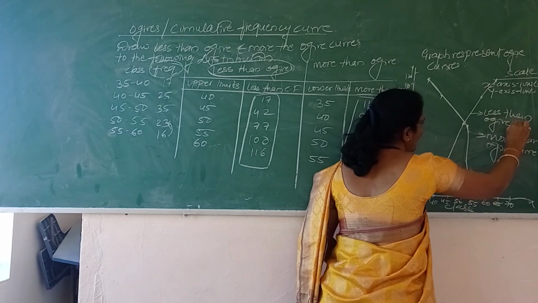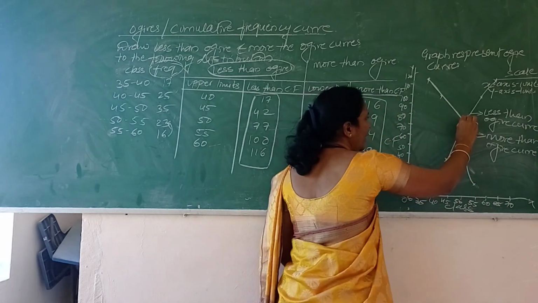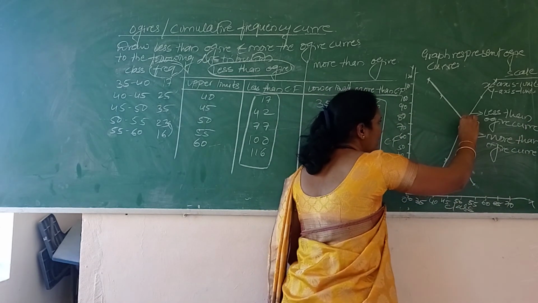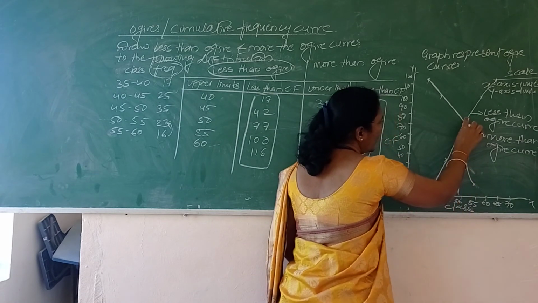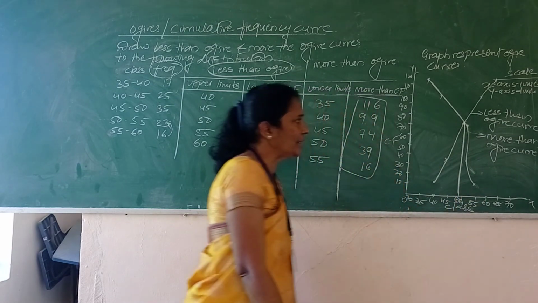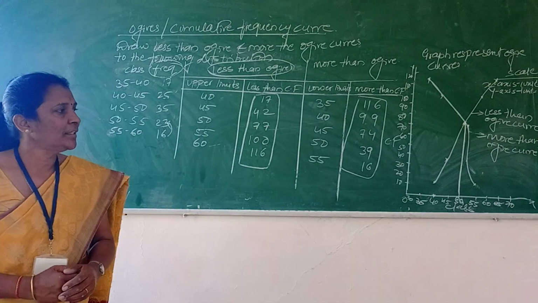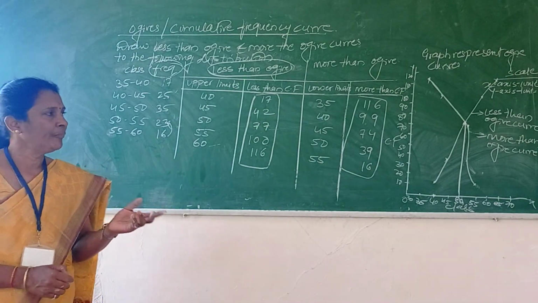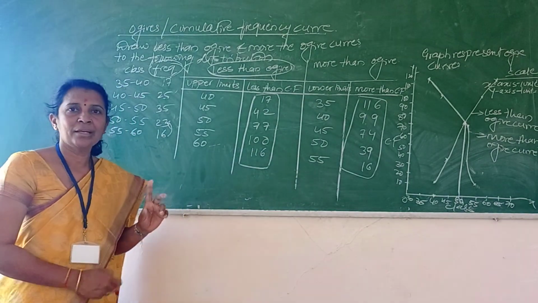Then where both the curves intersect, draw one straight line, and whatever the value is here, that will be your median. Where the two lines intersect, you will get the median. So this is how the ogives have to be drawn, more than and less than.